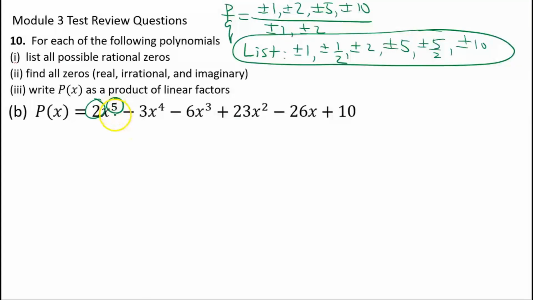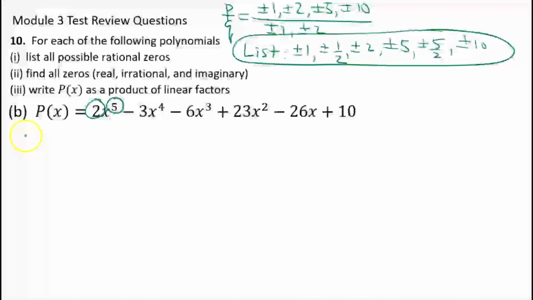Now, all 5 of these zeros may be on the list. Some of them might be irrational numbers, like 1 plus the square root of 2. Or some of them might even be imaginary numbers like 3i. Okay? So don't think that all 5 numbers are going to be on the list. They might, but we don't know that.